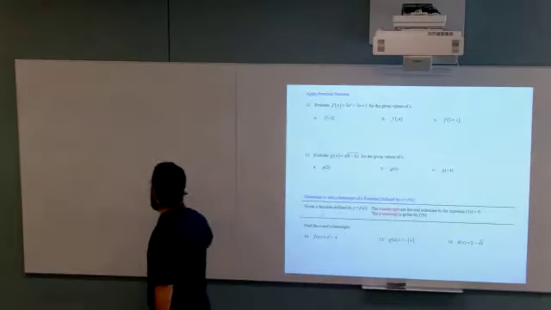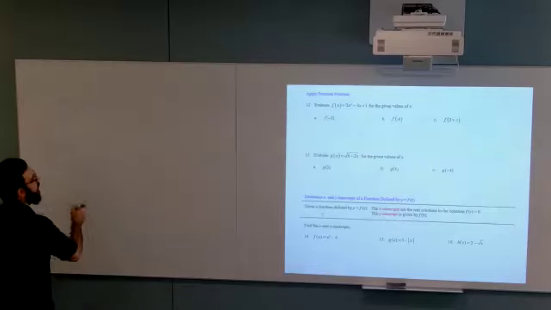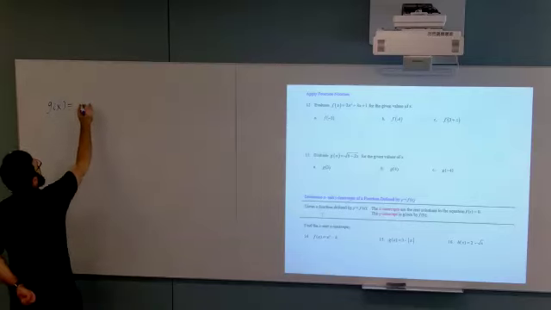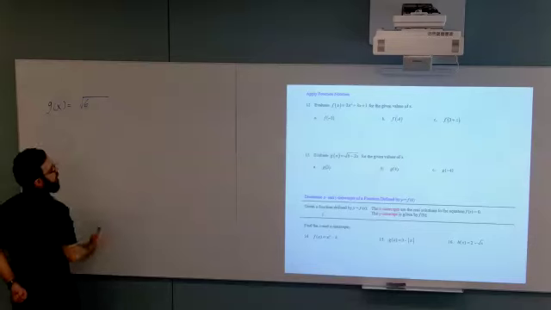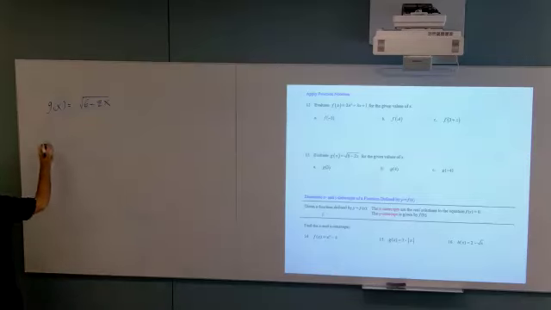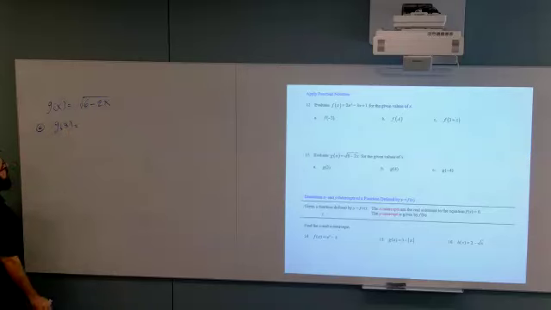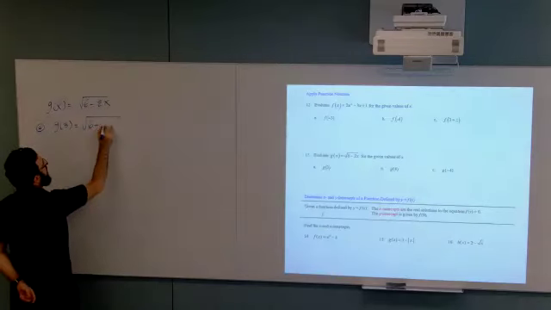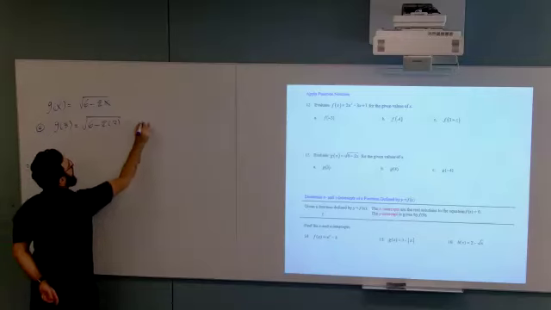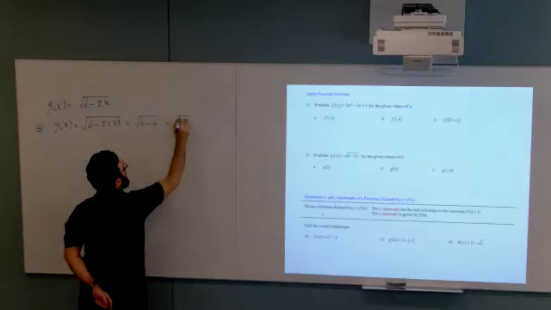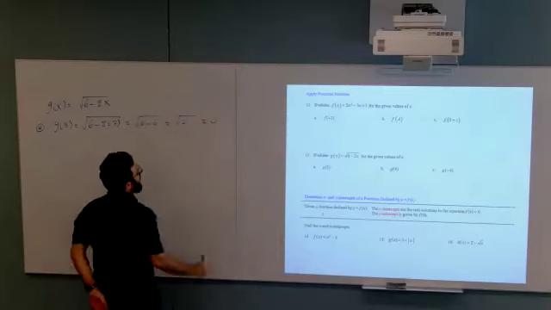Let's see, number 13. Our function is g of x equals the square root of 6 minus 2x. Now we need to find g of 3. What does that mean? I'm going to plug in 3 here. The square root of 6 minus 2 times 3 equals the square root of 6 minus 6, which equals the square root of 0, which equals 0. Is that hard?